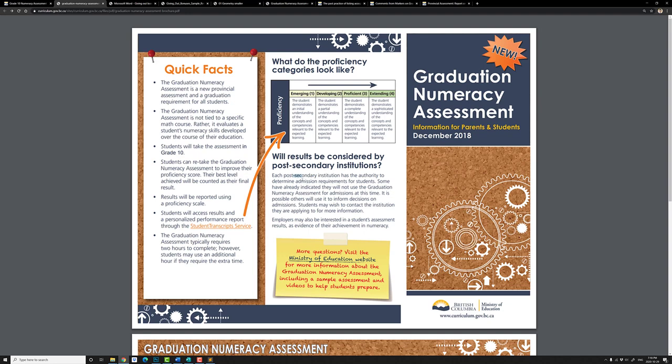And here's an important question. Will results be considered by post-secondary institutions? We're not sure because each university, it's up to them.